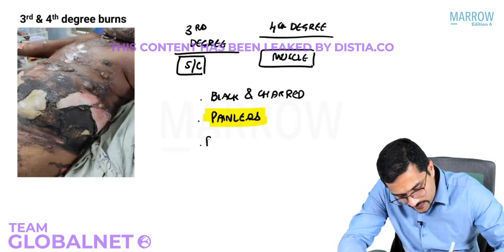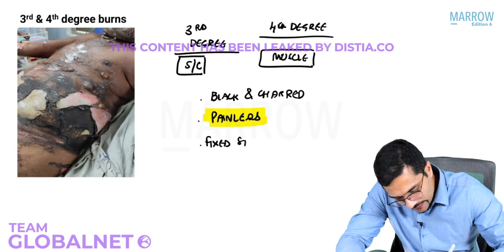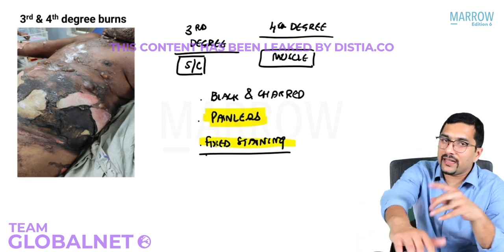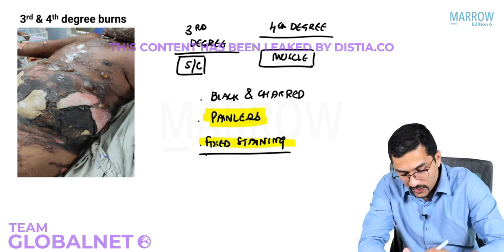Now, there is fixed staining. That means there is no blanching. It does not blanch. Even if I press it, it remains black. It does not become white.